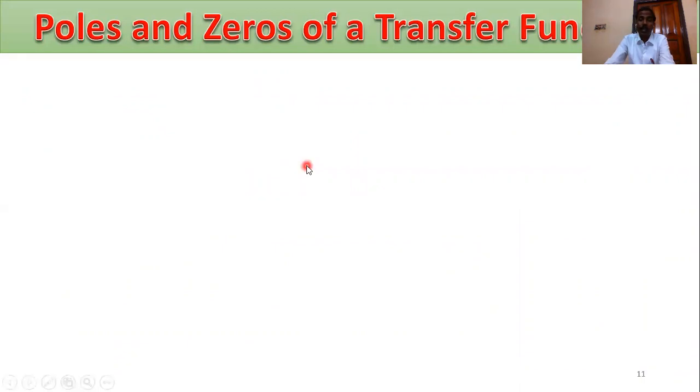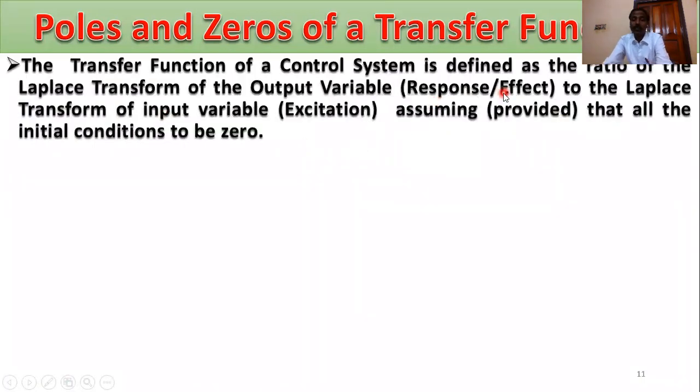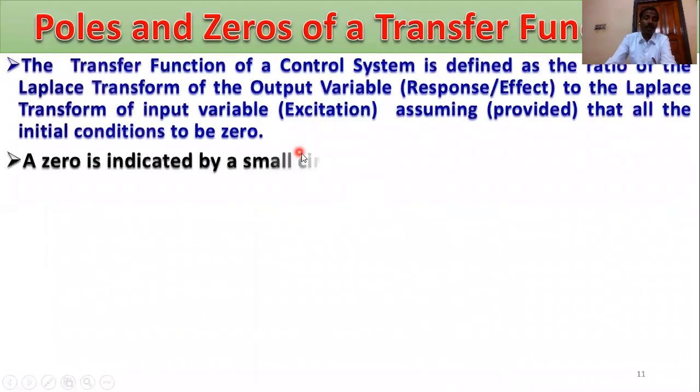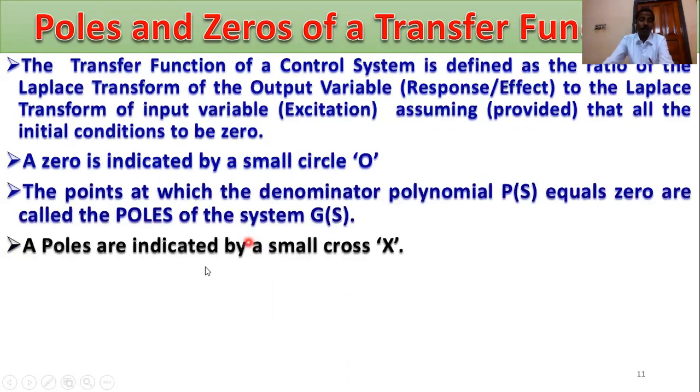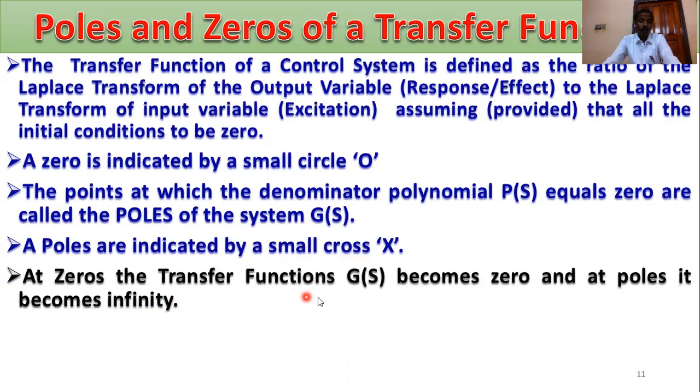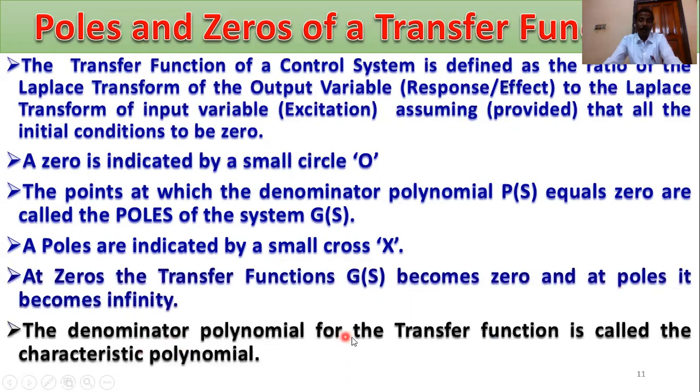Then poles and zeros of a transfer function. The transfer function of a control system is defined as the ratio of the Laplace transform of the output variable, response or effect, to the Laplace transform of the input variable, excitation, also called cause, assuming all the initial conditions to be 0. A zero is indicated by a small circle. The points at which the denominator polynomial P(s) equals 0 are called the poles of the system G(s). Poles are indicated by a small cross. At a zero of the transfer function G(s) becomes 0, and at poles it becomes infinity. The denominator polynomial of the transfer function is called the characteristic equation.